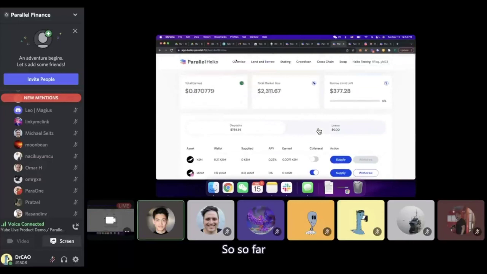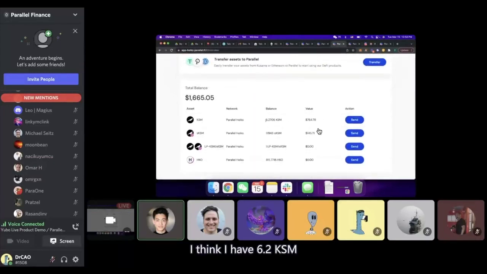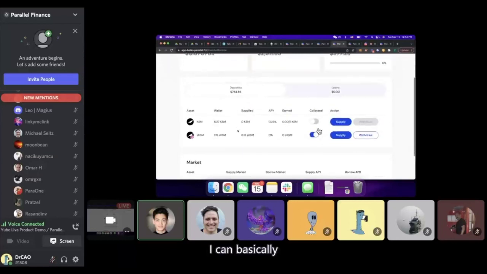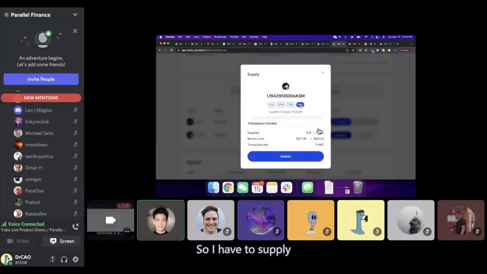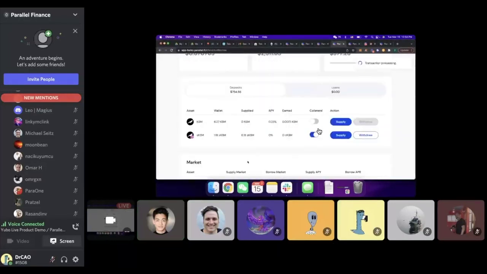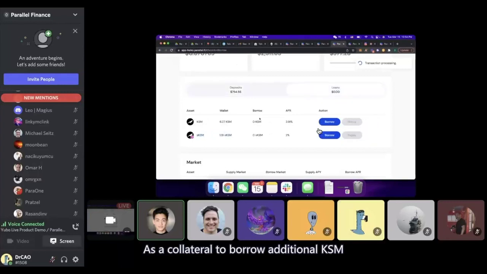So far, I think I have 6.2 Kusama. I have 1.19 sKusama. So what I can do is supply all of my sKusama into the money market. So I supply, let's say, all of them. And then I can definitely increase my borrow limit from $300 to $400. And then I just apply that to the system. And then afterwards, I can use sKusama as the collateral to borrow additional Kusama.